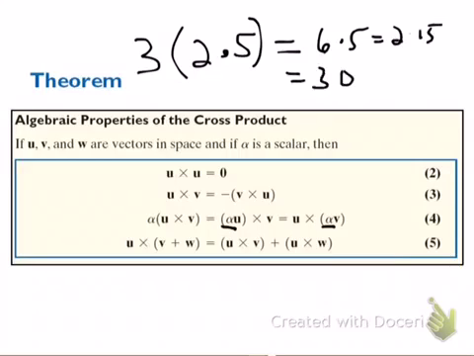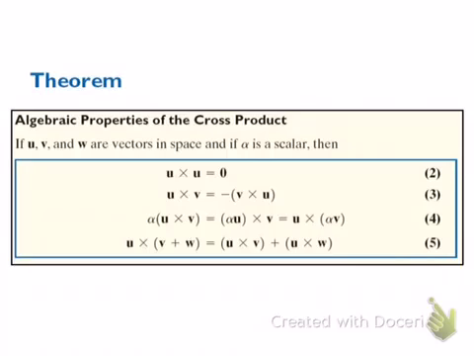And then finally, the next one is like distributing the u cross v plus the u cross w, and then you get that. So that's the algebraic properties.